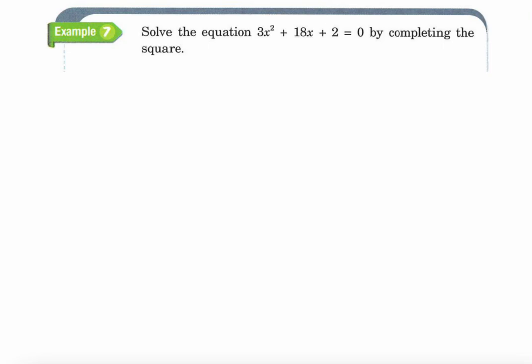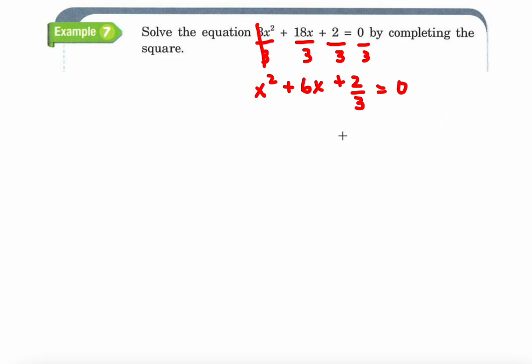Before I use completing the square though, I notice I have a number, a coefficient, in front of the x squared that's not 1. So I can't complete the square until it is a 1. I'm going to divide it by 3, but in order for this equation to stay balanced, I need to divide everyone by 3. 3 divided by 3 is 1, so I end up with x squared plus 6x plus 2/3 equals 0 divided by 3, which is 0.